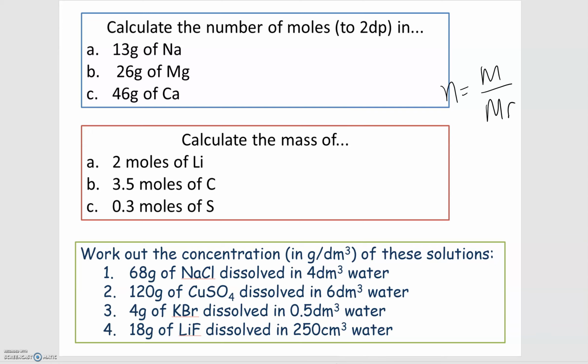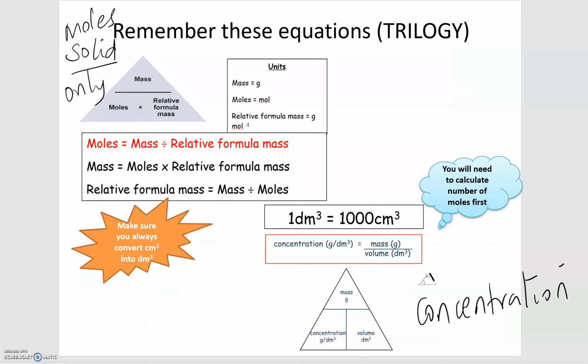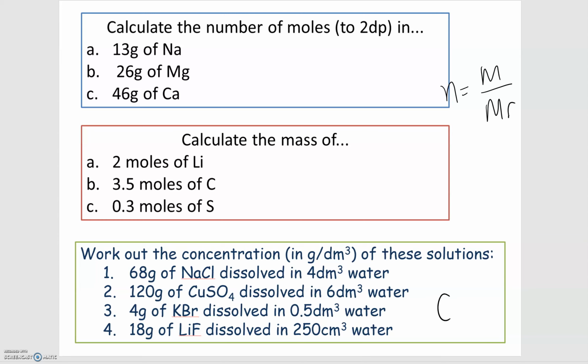So if you've been given 13 grams of Na, Na is 23, so you know the mass is 13 and the molar mass is 23, you can do 13 over 23. This time you've got 2 moles of lithium, again you use the triangle and put in the values. Here you're going to use a different triangle that I showed you, which was concentration is mass over volume. So you can write down C is equal to mass over volume and then put in the numbers.